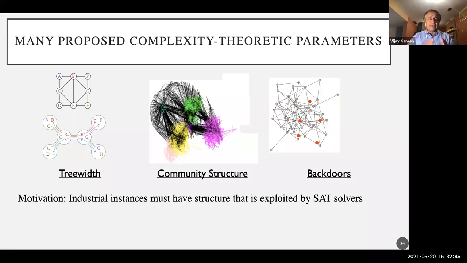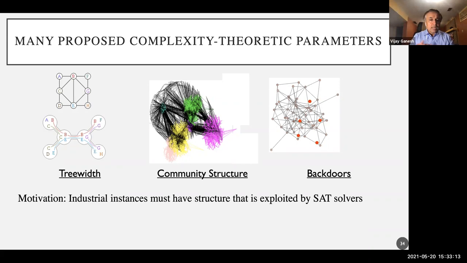Unfortunately, the proposals made by the theorists, when they come in contact with reality, they shatter. By that, I mean that these proposals don't explain reality. In particular for treewidth, we can show formulas that have very small treewidth and yet are very difficult to solve. On the other hand, there are formulas with very large treewidth that are very easy to solve. So clearly treewidth alone is not an explanation for why solvers are efficient.